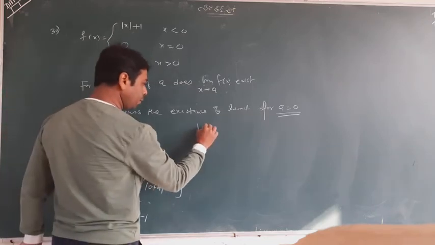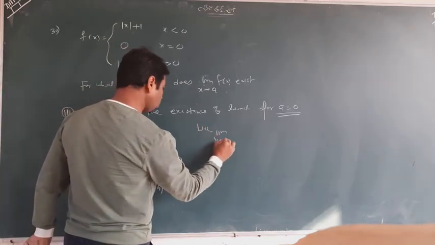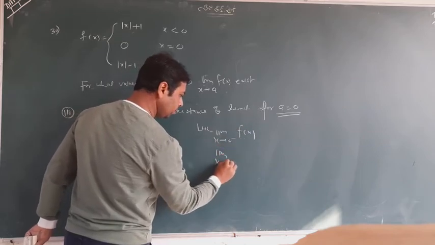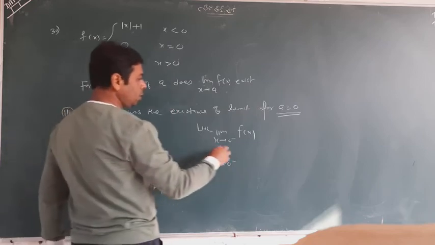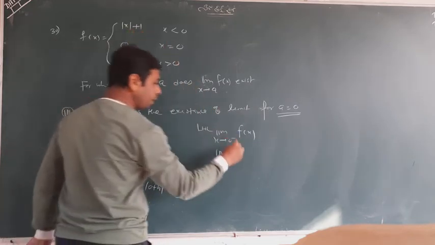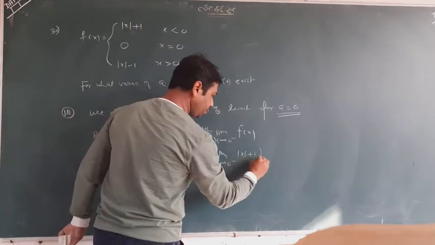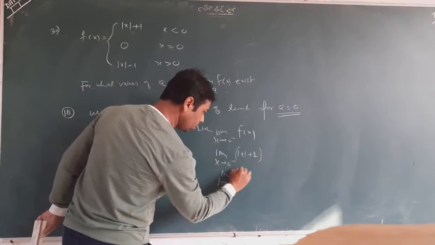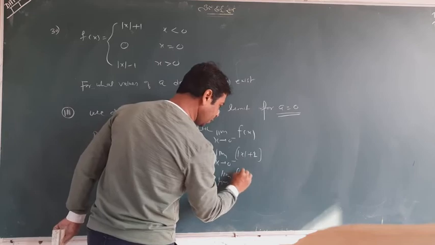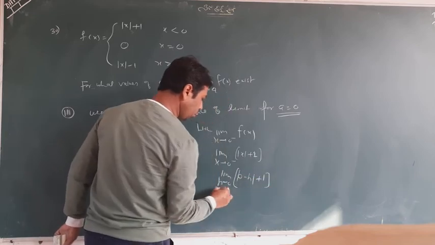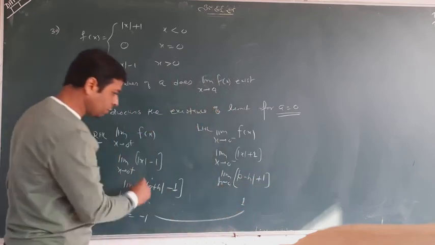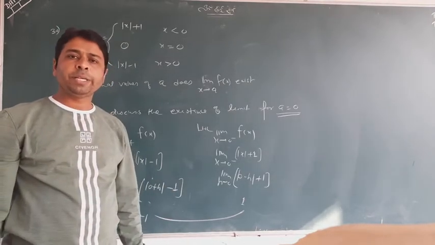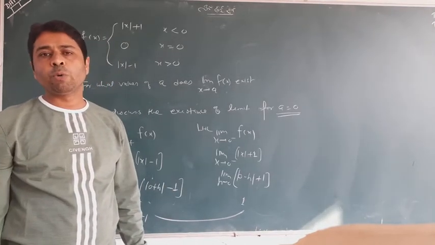Now the left hand limit will be taken. Limit x tends to 0 minus of the function. For 0 minus, the function will be mod x plus 1. It is now changing, h tends to 0. So mod x will be 0 minus h plus 1. Put h equal to 0 and we get 1. What have we seen? This is 1, this is minus 1. We will write that the limit does not exist when a equal to 0.